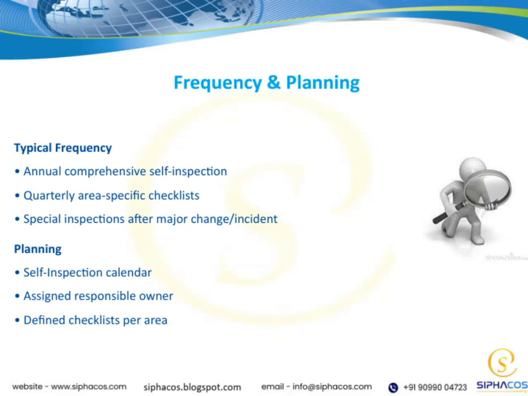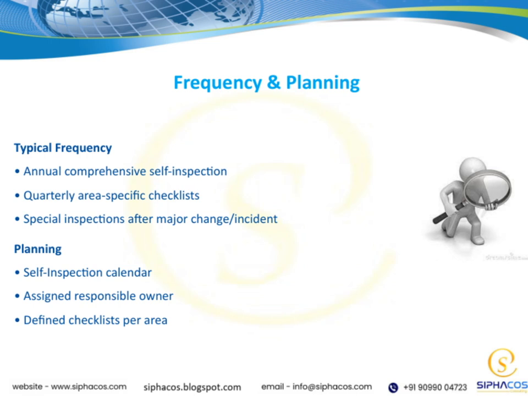Let's talk about frequency and planning. First, regarding typical frequency, it's important to have a structured approach. This includes conducting a comprehensive self-inspection once a year to get a full overview of our safety and compliance status. In addition, we do quarterly area-specific checklists, which help us focus on particular sections or processes more regularly. And don't forget, after any major change or incident, we need to perform special inspections to ensure everything has been addressed properly.